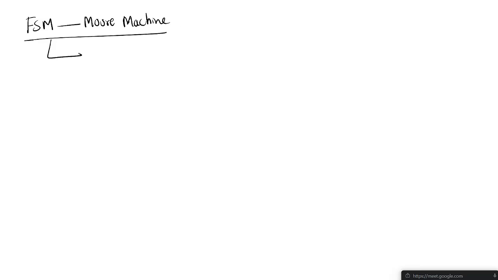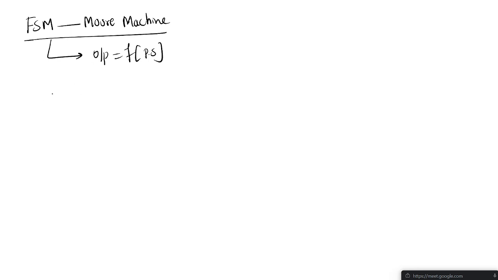Next we'll see the FSM Moore. What is this Moore machine? We call it the Moore machine. We can say that the output is a function of only the present state of the circuit.